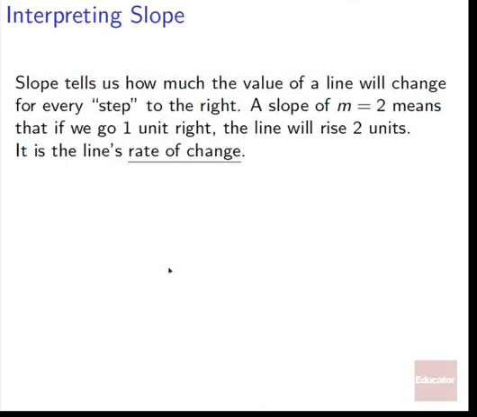Great. Being able to understand what we're doing with slope requires being able to interpret it on an intuitive basis. We want to know what to immediately imagine when we are talking about something that has a slope of 50, right? So slope tells us how much the value of a line changes for every step to the right. If we have a slope of m equals 2, then if we take one step to the right, we will go up 2 steps. So our line will wind up looking like this, right?